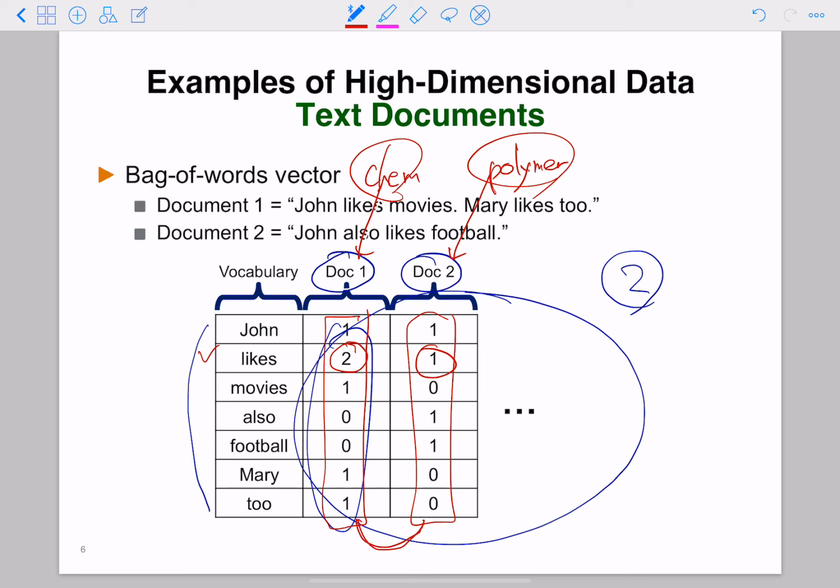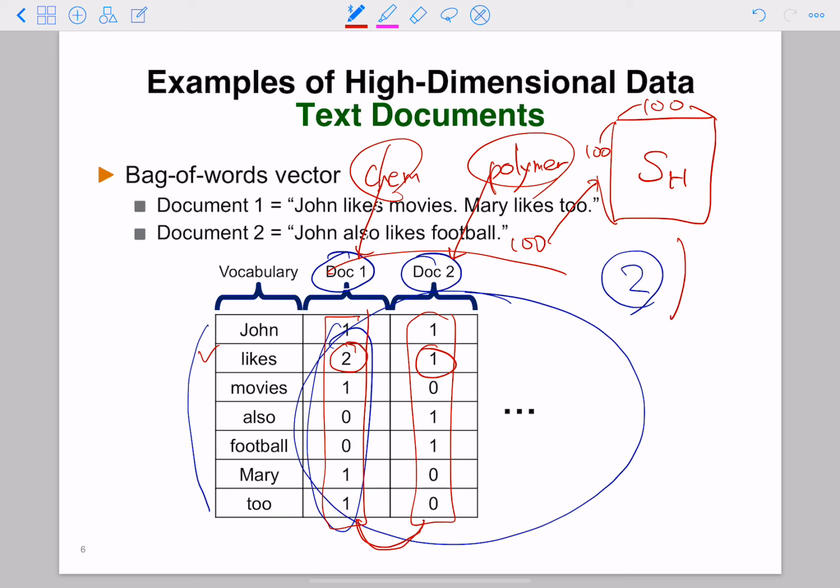If we have 100 different fields or 100 different data items, we can think of their 100 by 100 pairwise inner product matrix, right? Maybe an inner product matrix or Euclidean distance matrix or whatever similar pairwise similarity matrix. Let's call this S high. That corresponds to the similarity matrix in the high dimensional or original dimensional space.